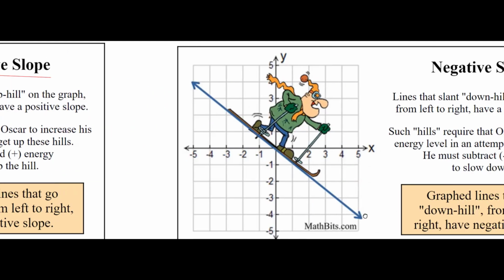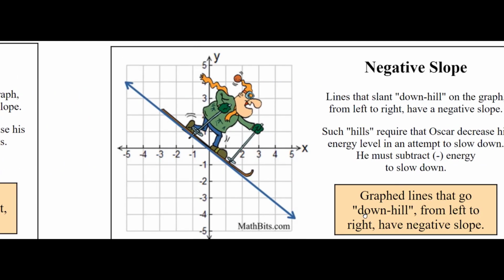Okay, what about here? Now Oscar goes down the hill. Does he need more energy? No, he needs to decrease his energy. This decrease means minus, or subtract. That's why his slope here will be negative.